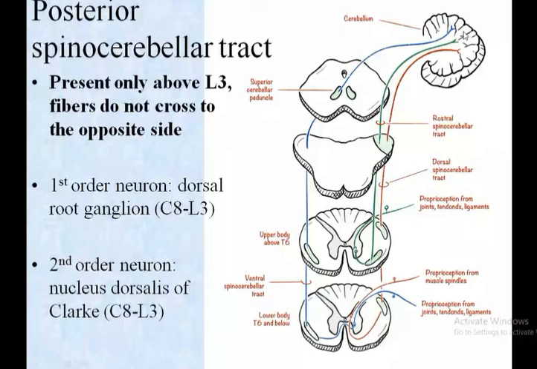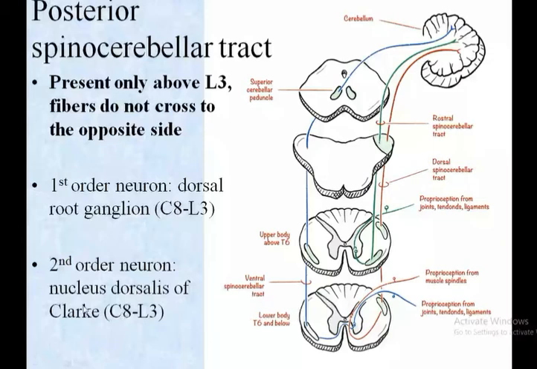The first order neuron is present at C8 to L3. The second order neuron is also between C8 and L3, in the nucleus dorsalis of Clark, also known as Clark's column. Then, why inferior cerebellar? Previously, the anterior spinocerebellar tract enters the cerebellum through the superior cerebellar peduncle.